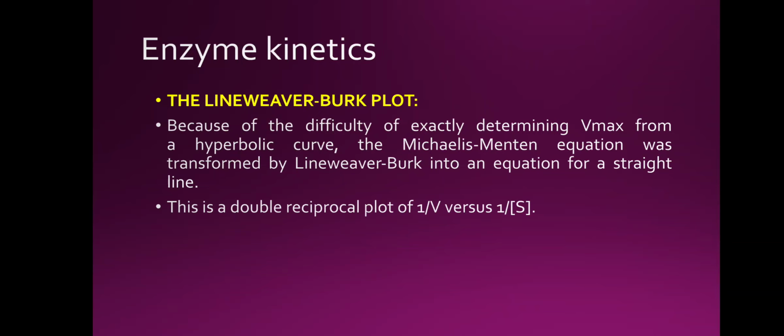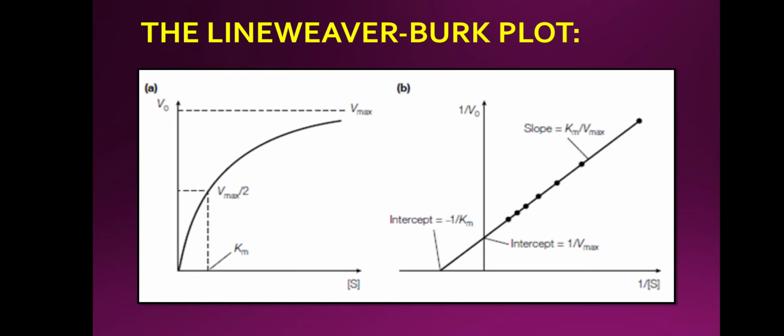The Lineweaver-Burk plot. It was difficult for us because, as I told you, the Michaelis-Menten equation, when plotted into a curve, was hyperbolic, and it was very hard in the equations and calculations. So through a mathematical way, we could translate this hyperbolic curve into a linear one like this. So it could be easy. That's right.